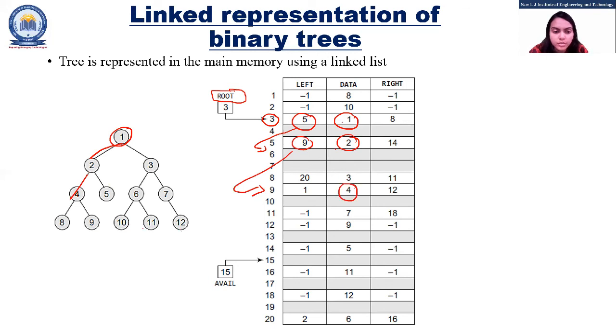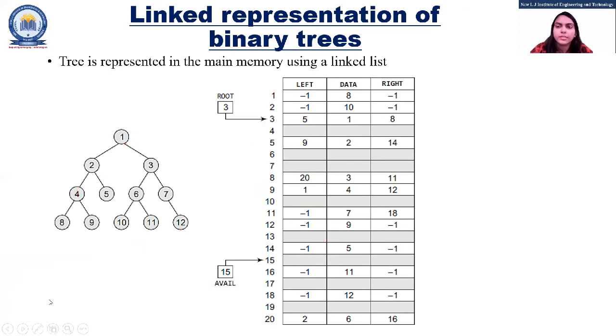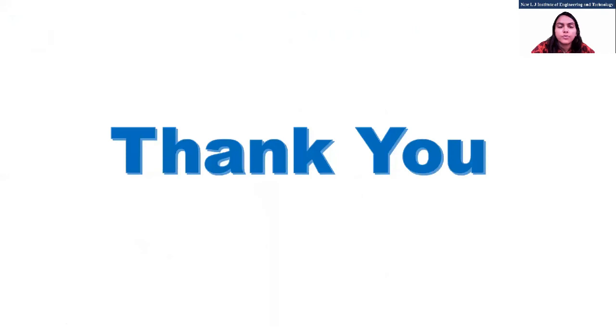All the leaf nodes, we will see that they have left and right as -1, right? So null, because they don't have any left and right pointers. So this is how a linked representation is stored. Binary tree nodes are stored in linked formation in this way, with left and right pointers. So we have seen the sequential and linked representation as well as basic definitions of tree in this lecture. Thank you.